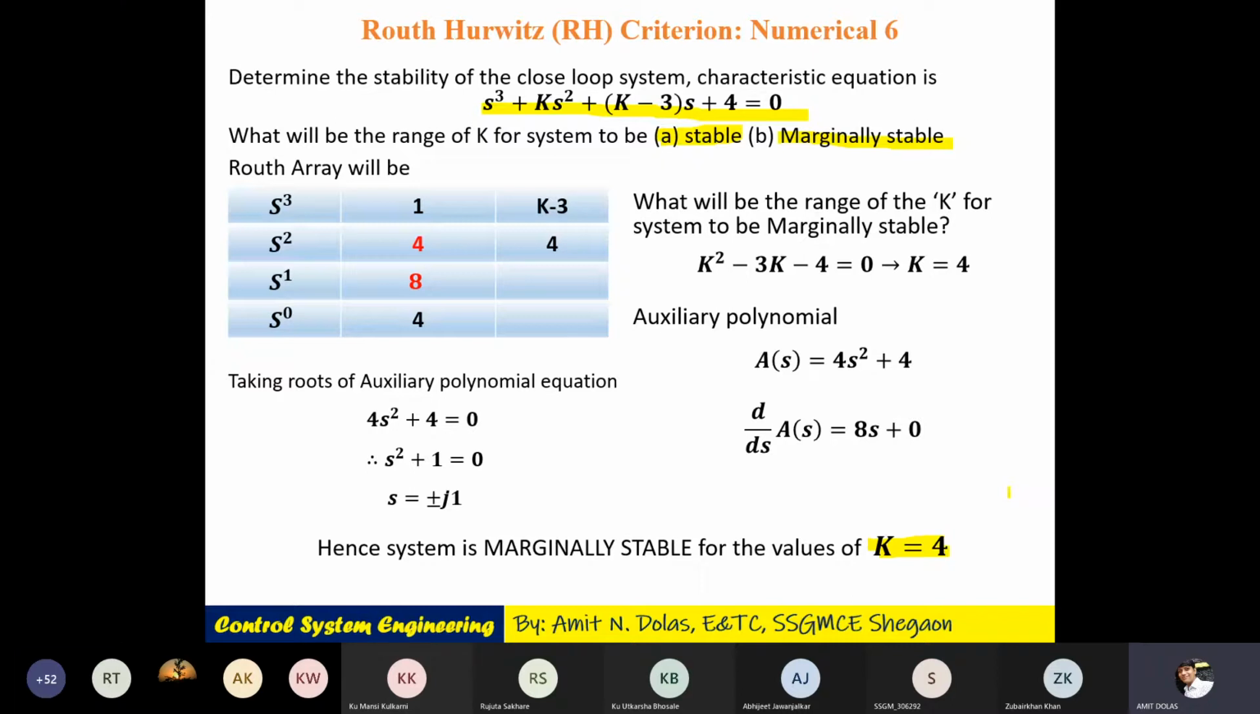Now moving to the next concept, relative stability. I will shortly tell you what relative stability is, because till now we have seen absolute stable, marginally stable and unstable. These three terms we have already seen, and we know if the roots of the system are in the left half plane, then it is stable. If any of the roots is in the right half plane, then it is unstable. And if the roots are on the imaginary axis, then it will be marginally stable, that we have seen.